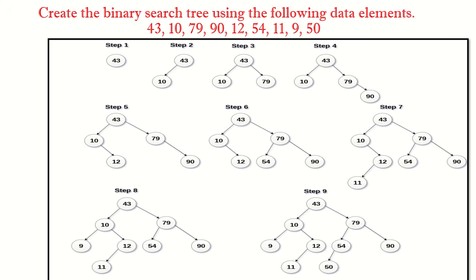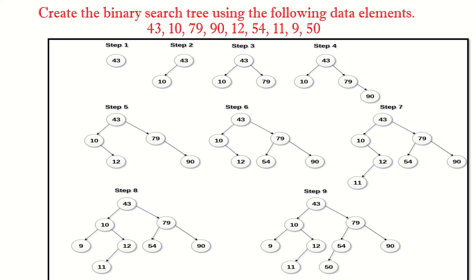So proceeding further, the next element to be inserted is 54. 54 will be compared with the root node, 79, and it will be inserted as a left child of 79. The next element to be inserted is 11. In step 7, 11 will be inserted as a left child of 12.